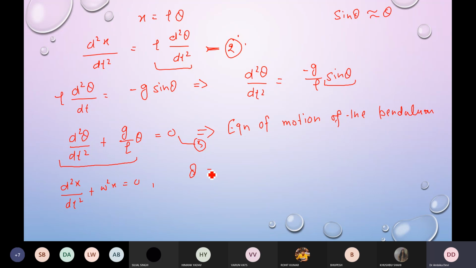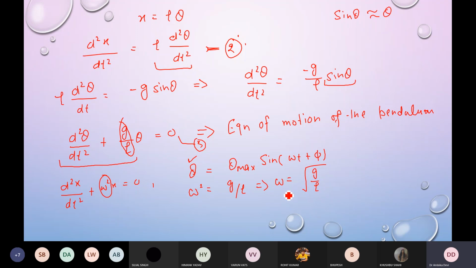So theta is equal to the maximum value of theta, for example, in case of x we take it a, which is the maximum amplitude, and then sine of omega t plus phi. So phi is the initial phase of the system. This is the angular displacement of the simple harmonic oscillator. Similarly, you can compare the omega square value with this value, so omega square is equal to g upon L, which means omega is equal to under root of g upon L. This is the angular frequency of the simple pendulum.